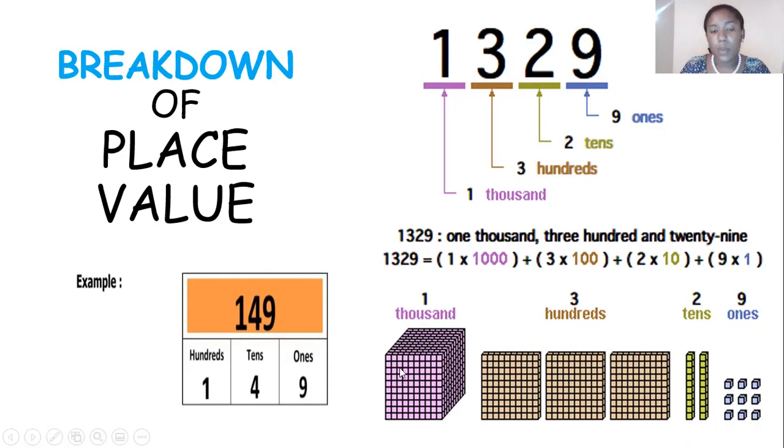So let's count the blocks. Look at the purple box. We have a 1,000 block, so that is automatically 1,000. We have 3 brown hundreds blocks, so we count them 100, 200, 300. You cannot count 1, 2, 3 because it's not ones blocks. Okay, so 100, 200, 300. And we have the greenish yellow blocks. We have 2 of them, so we have to count by tens. 10, 20. And then we have 9 single blocks. So we have to count by ones. 1, 2, 3, 4, 5, 6, 7, 8, 9.